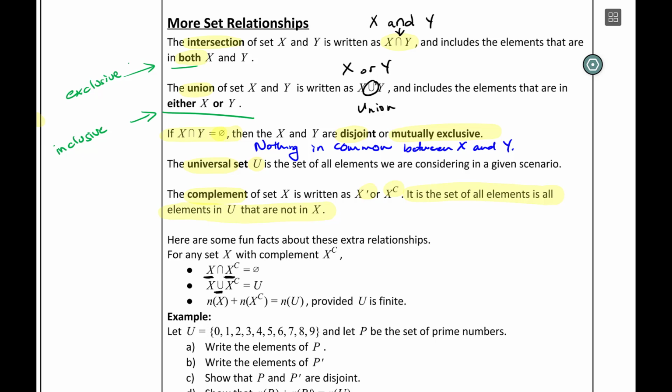And that gives us a huge idea too, that this is like a real foundation of probability, that the number of elements in X plus the number of elements in its complement will always give us the universal set, provided that U is finite. If we have a finite set, then we can add up these elements. Let's look at an example to try and drive this point home.